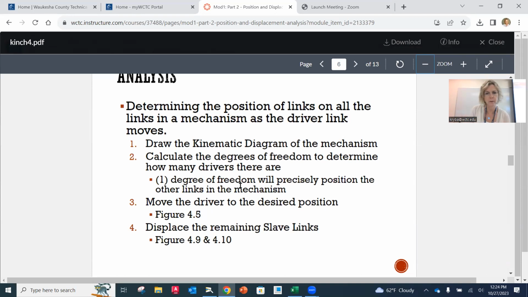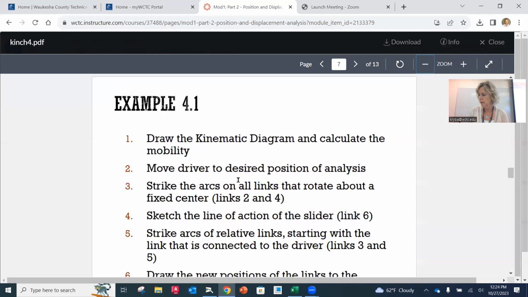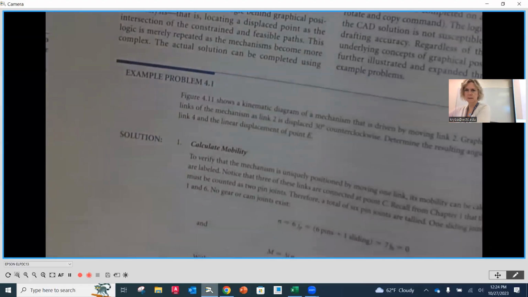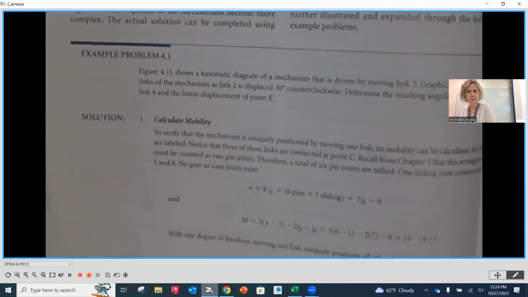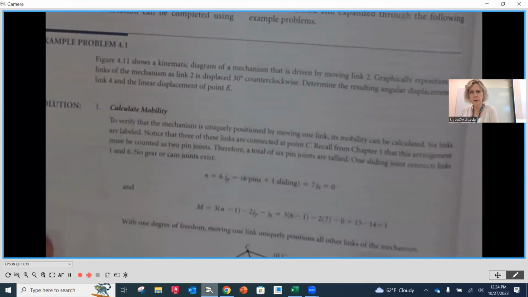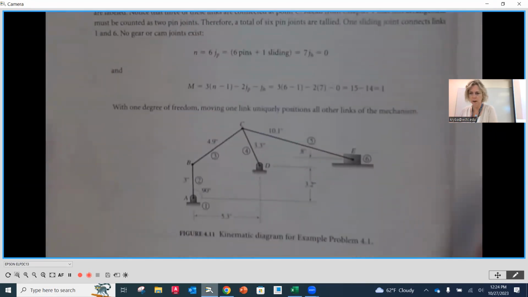Yep, 4.9, 4.10, look there. So let's look at an example in the book here. This is example 4.1, and it's at the bottom of page 76. And what we want to do here, I'll go into our book. It says here that we have figure 4.11, and it's right down here.